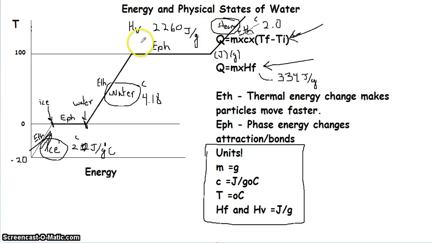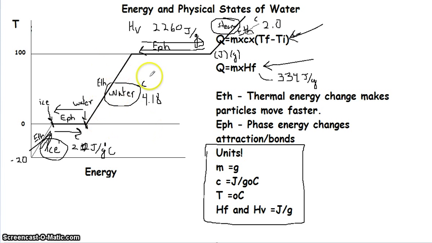Okay, and if you're going in this direction, it's called vaporization. If you're going in this direction, it's condensation. The same thing as this: if you're going in this direction, this is melting, and if you're getting colder, it's freezing.